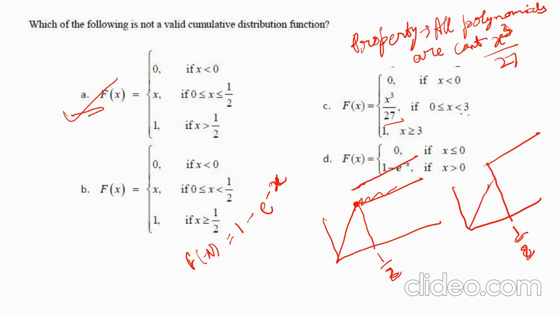So at 0, we need to check, that's it. At 0, it will be 1 minus e to the power minus 0, and it will be 1 minus 1, which is 0. So at 0, fx is 0. So at 0 also, it is right hand continuous. So A is the only answer for this question, right? Is it okay?